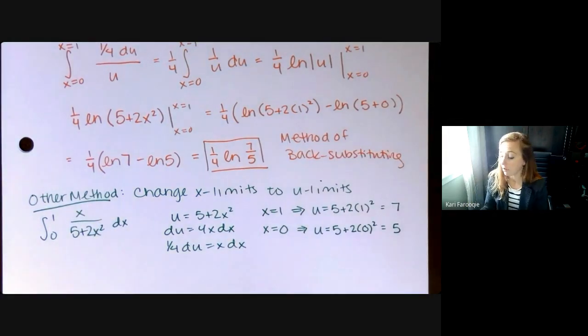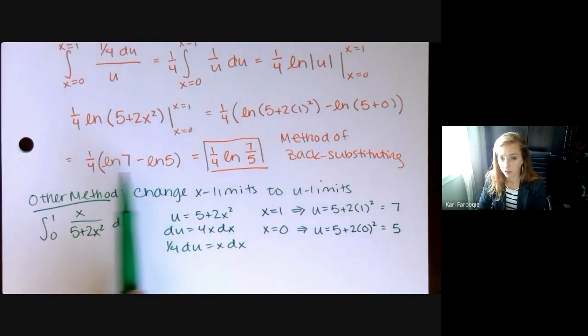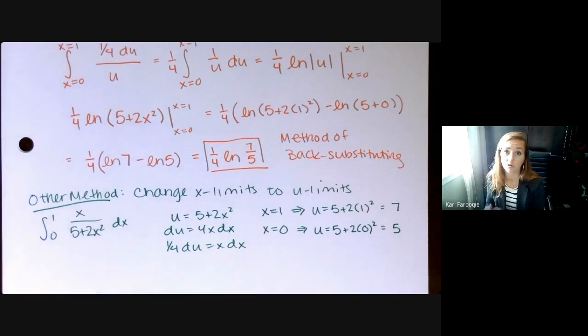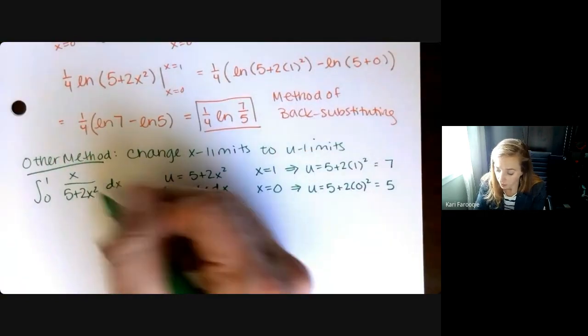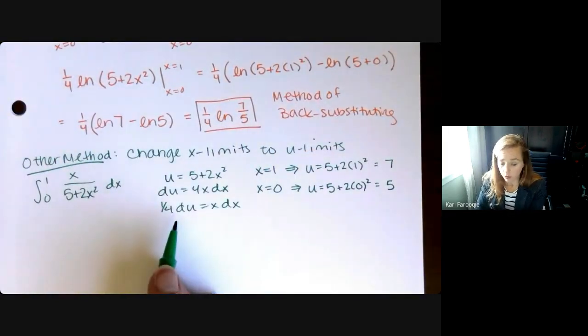Now, if you've already done this the other way, these numbers should look really familiar to you. These are the same 5 and 7 that came out of your first integral. But what you're going to see now is we're going to use them directly in the integral, and we're not going to back substitute. So now I have new u limits that I'm going to put on the integral when I write everything in terms of u. So we have x dx being 1/4 du.